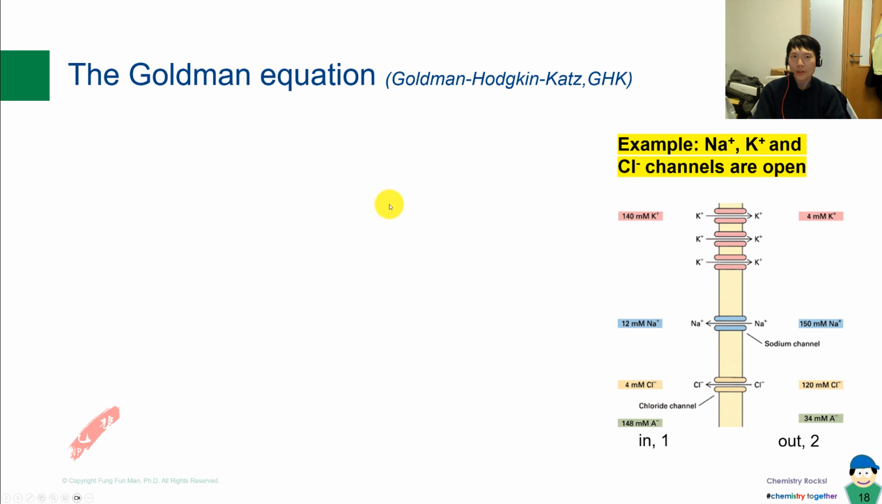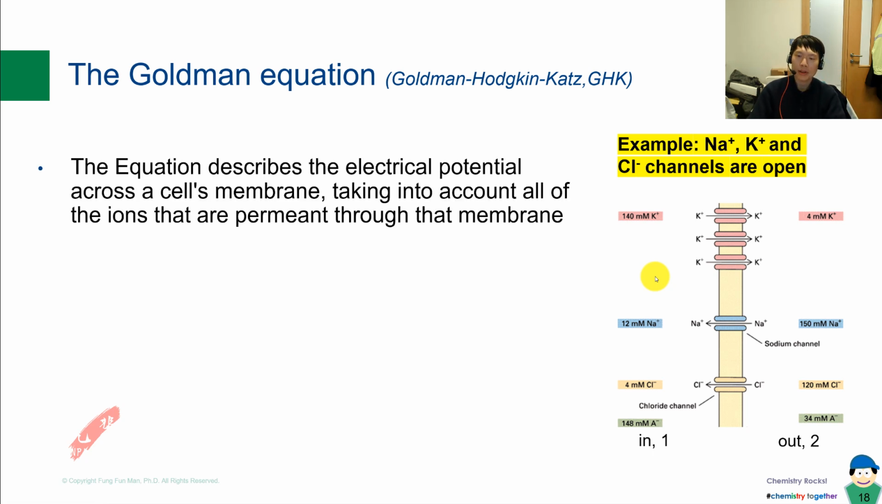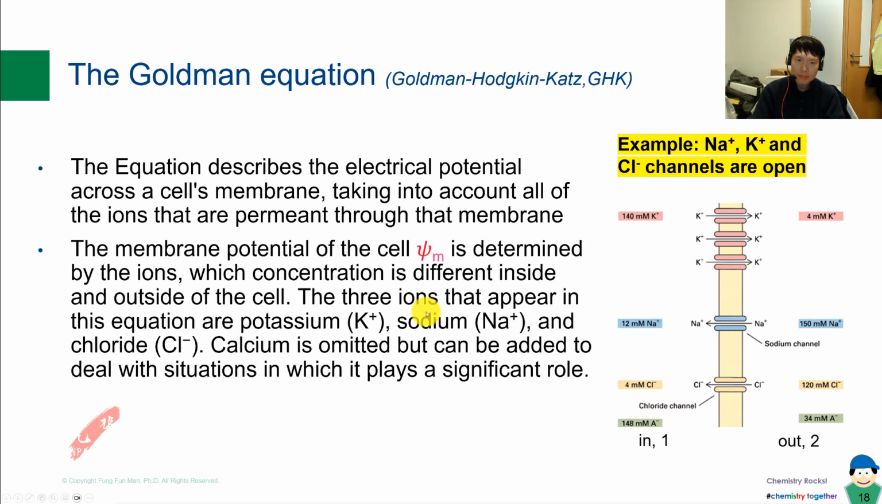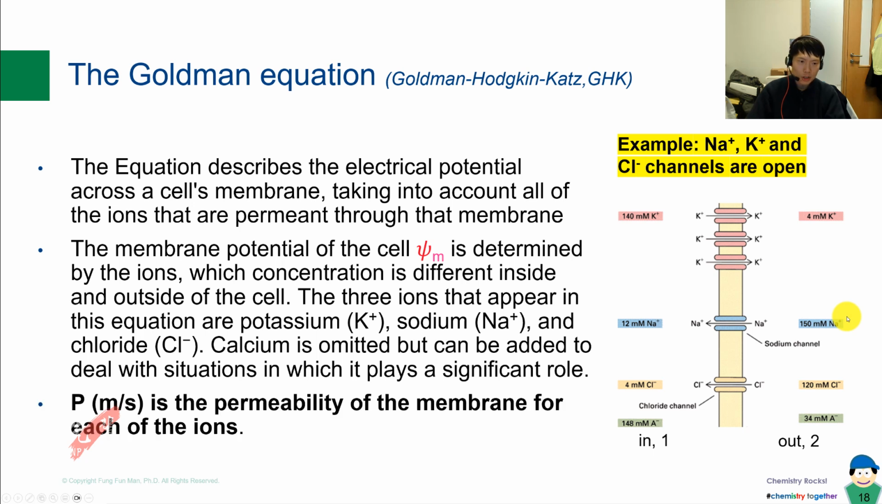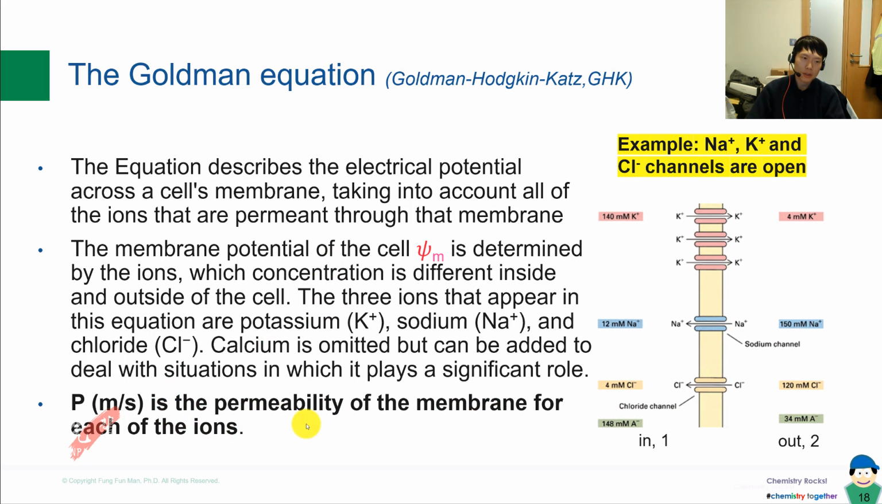Next is the Goldman equation, from Goldman-Hodgkin-Katz, GHK. Now here we talk about the three channels for the ions: sodium, potassium, and chloride. Again, inside, outside, 1 and 2. So this equation describes the electrical potential across the cell membrane. What's the equation? Big P stands for the permeability of the membrane for each of the ions.